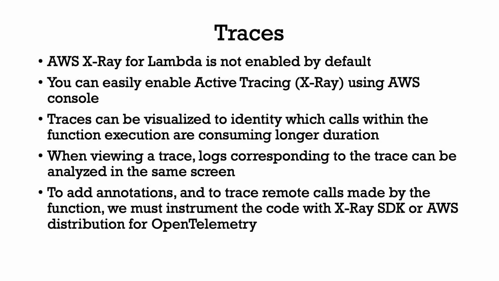Traces. Traces by default are not enabled. Traces are done through AWS X-Ray service. We can enable active tracing using AWS console. Traces can be visualized in a segment tree that can be very useful to identify which function calls are running slow. When viewing a trace, logs corresponding to the trace can also be viewed in the same screen so that we can easily correlate.